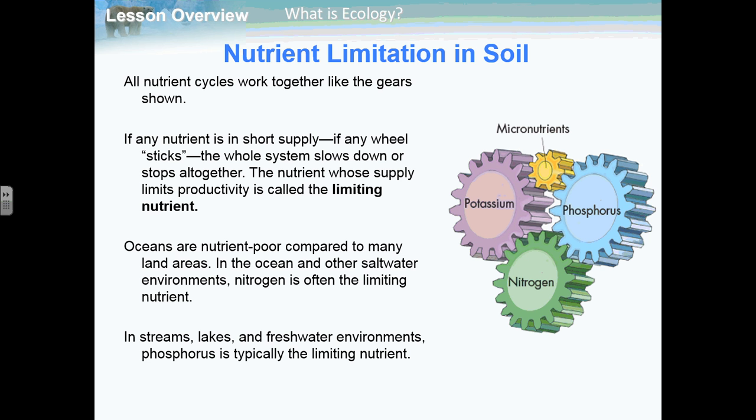In general, we find that oceans tend to be fairly low in nitrogen, and again, the exception to that is where we've got areas of runoff from fertilizer or from acid rain deposition. In streams, lakes, freshwater environments, phosphorus is usually the limiting nutrient, but again, where we've got areas of excess runoff from phosphates through human use or products, then we might see artificially high levels of phosphorus.